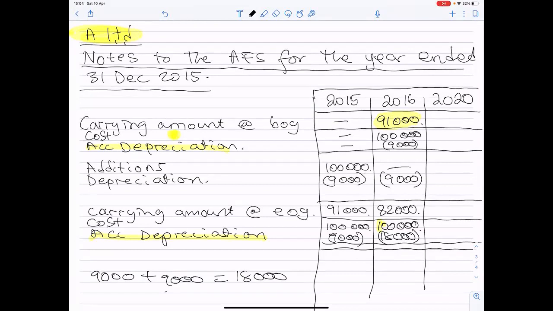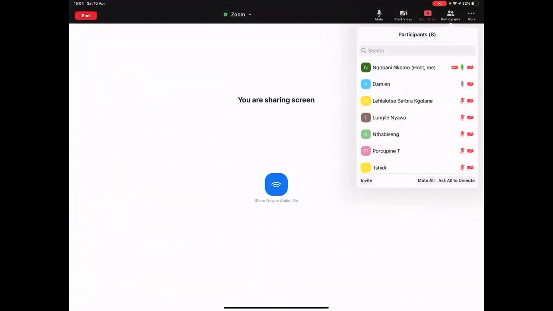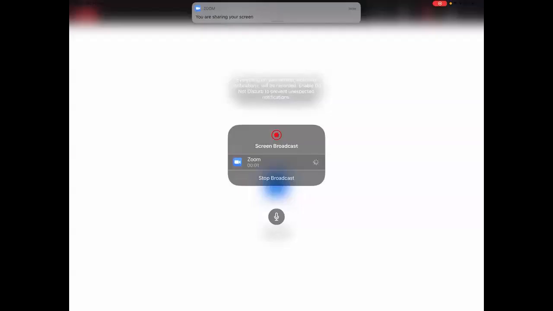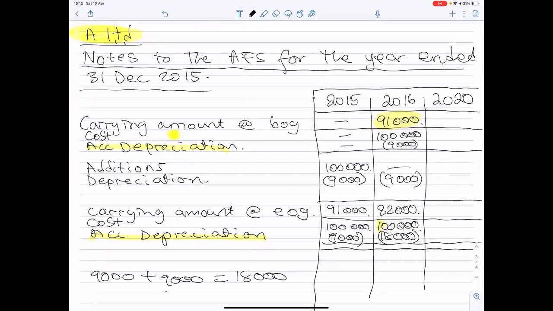Now, we have skipped 15, 16. Now we want to go to 2020 straight away. How are we going to calculate the year 2020? In the next 5 minutes, can you try to do 2020 on your own? Right, you should be done. If you're not done, then life is tough. Let's start.